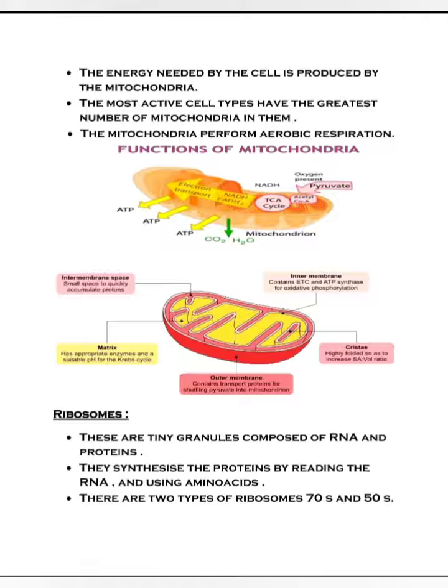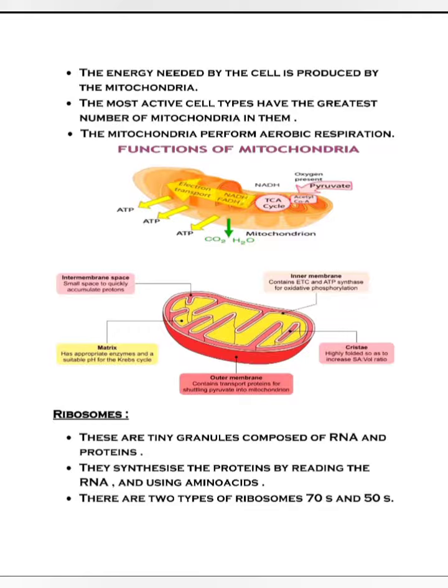Here we can see the structure of the mitochondria. Now, if we are asked about the structure of the mitochondria, then we have to write all these points and explain all the parts of the mitochondria. Coming to the inner membrane of the mitochondria, this inner membrane contains the ETC and ATP synthase for oxidative phosphorylation. The outer membrane contains transport proteins for shuttling pyruvate into the mitochondrion.